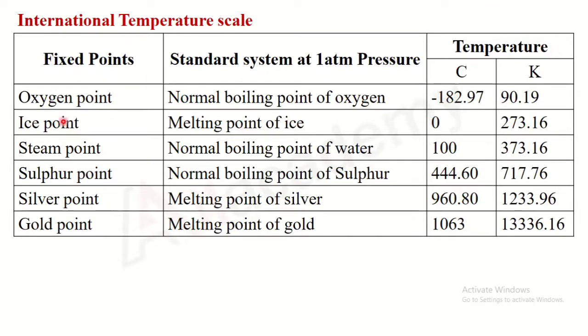So these are some standard points of different materials, which I have given in Celsius as well as in Kelvin. The oxygen point, that is the normal boiling point of oxygen, is minus 182.97 Celsius, and in Kelvin it will be 90.19. Similarly, the melting point of ice, the normal boiling point of water, the boiling point of sulfur, the melting point of silver and the melting point of gold are mentioned in the Celsius as well as the Kelvin scale.